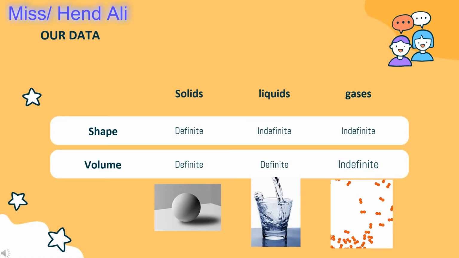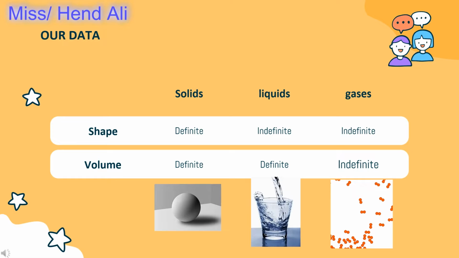Now let's talk about the shape and volume of solids, liquids, and gases. Solids have definite shape. This means no matter where you put the solid, it will take the same shape, so it has definite shape. Liquids have indefinite shape. This means when you put water or liquid in any container, it will take its shape. Gases have indefinite shape for sure.